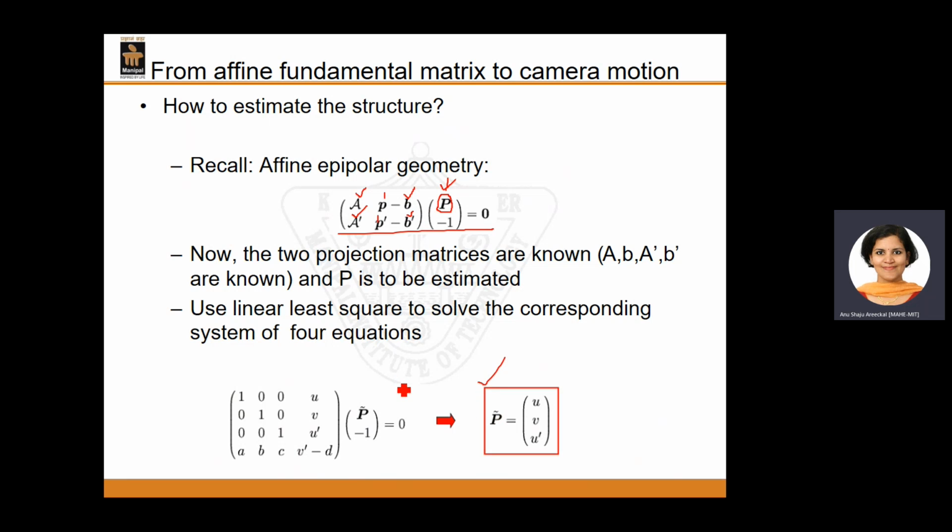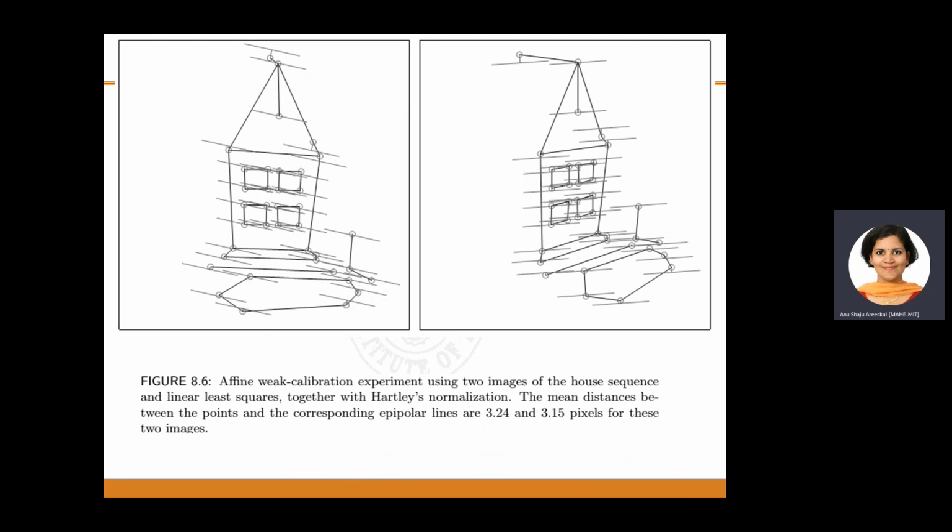So we'll get the location of capital P, or we'll get the coordinates for the reconstructed point capital P. So this would be how it might look after the affine weak calibration. Okay, so we have already seen this figure earlier.